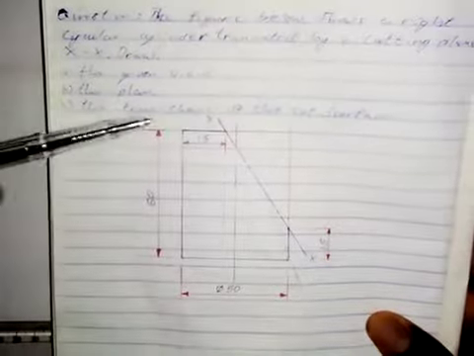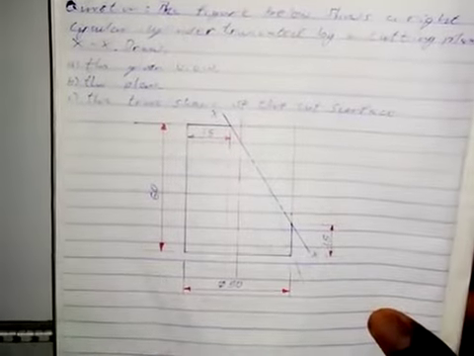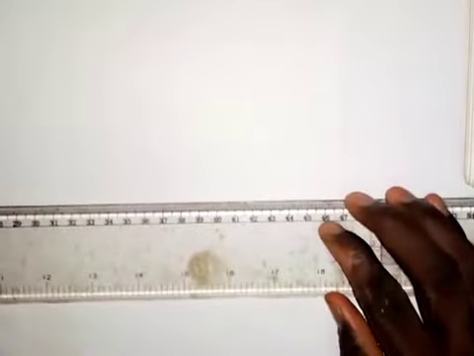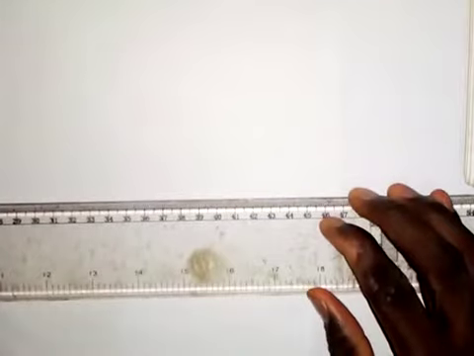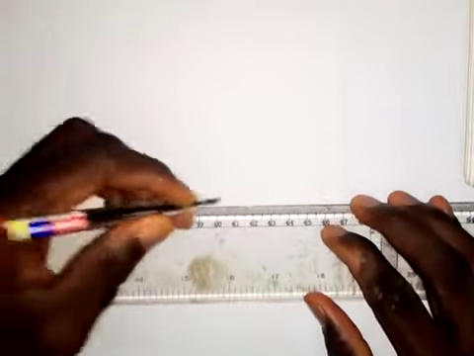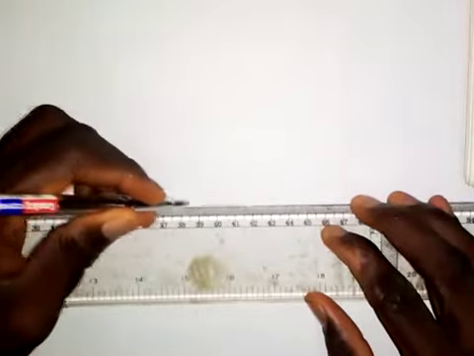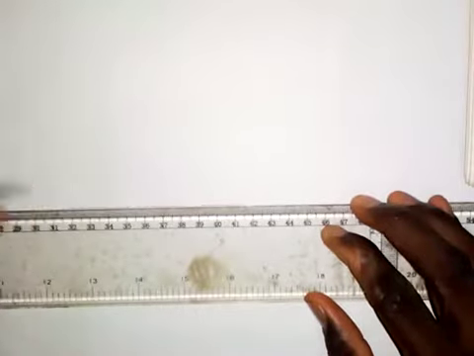So what we need to do is to replicate this diagram, but first of all, we need to draw the plan. So from the plan, we'll be able to bring out this front elevation. So let's look at what we need to do. The first thing to do here is to draw a horizontal center line. And then we draw a vertical center line.